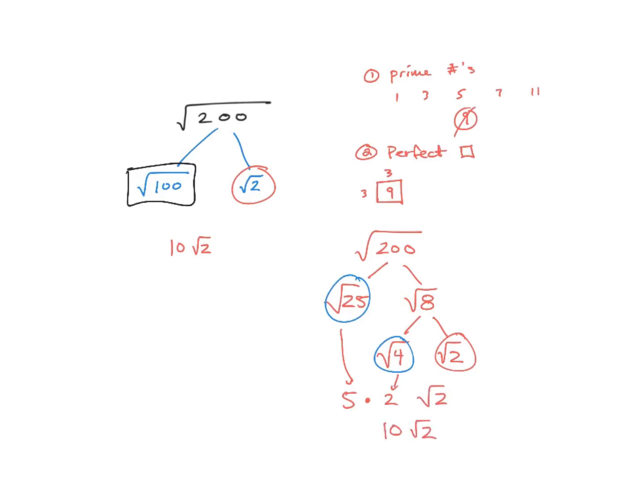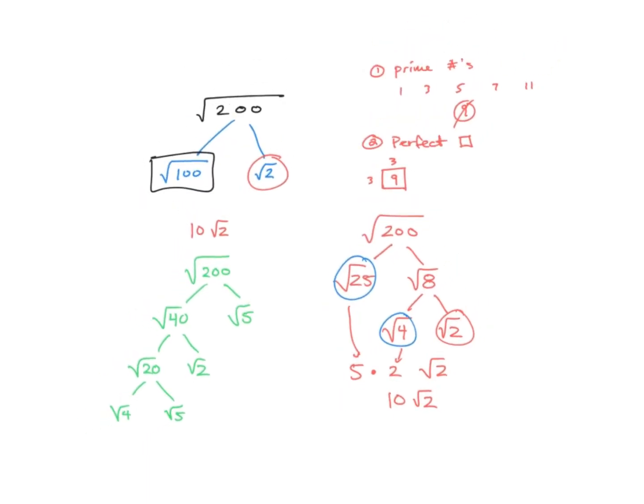And you could use square root of 200, you could use 40 and 5, and 20 and 2, and 4 and 5. And I like this one because it allows me to show you that idea of the repeating radical. So see that the prime number of 5 repeats itself.